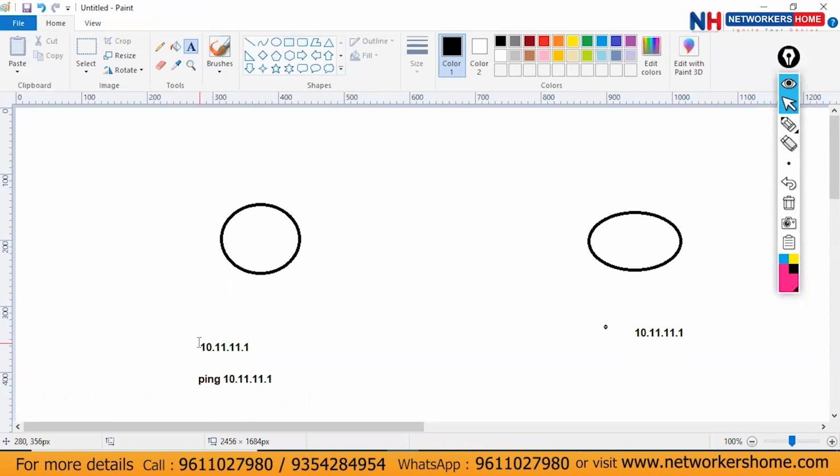Your traffic will not go to a gateway. Even it won't go to a switch. Your traffic will be within your device itself. Yes. So this is a challenge.